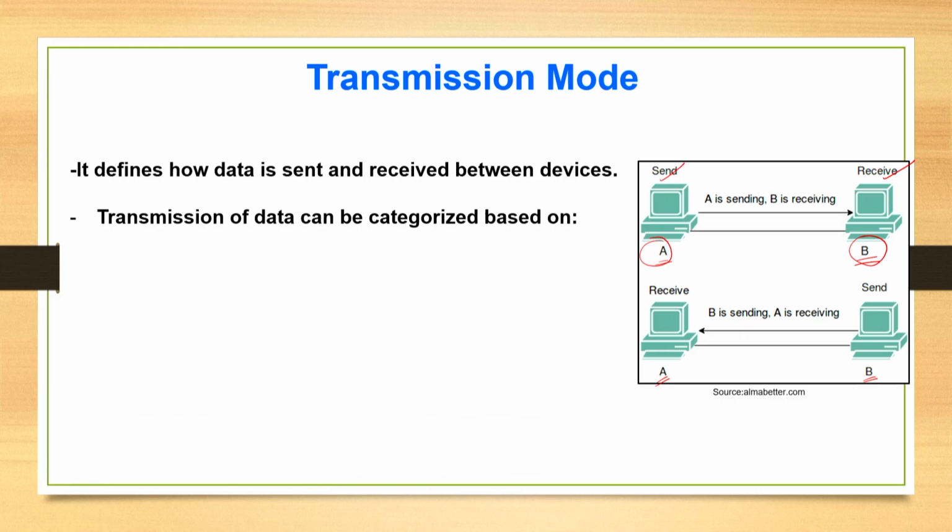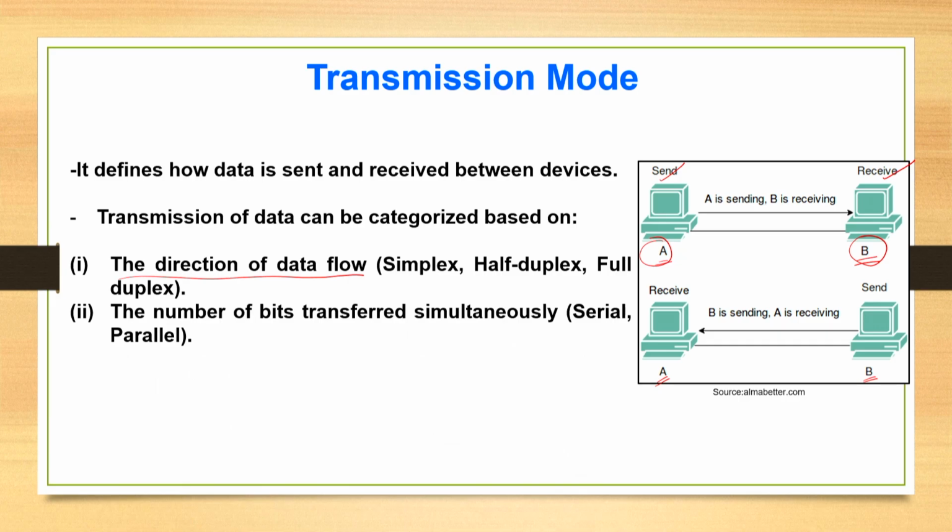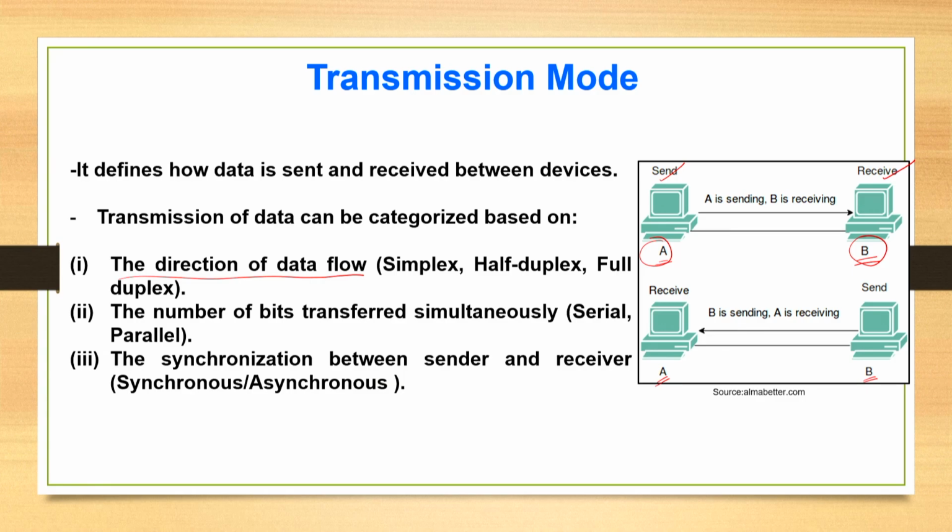Transmission of data can be categorized based on the direction of data flow. On that basis we have the simplex, half duplex and full duplex. Based on the number of bits that are transferred simultaneously, we have the serial or the parallel transmission mode. And finally, based on the synchronization between sender and receiver, we have the synchronous and asynchronous transmission mode.